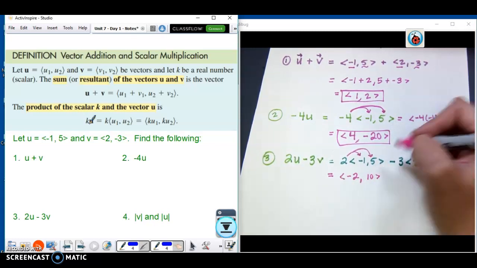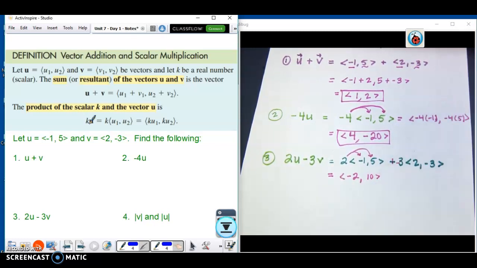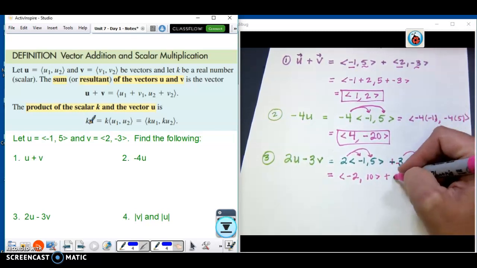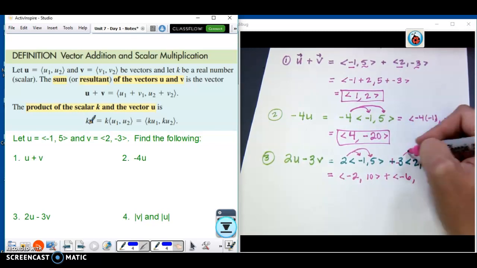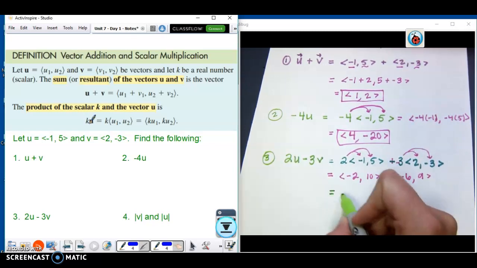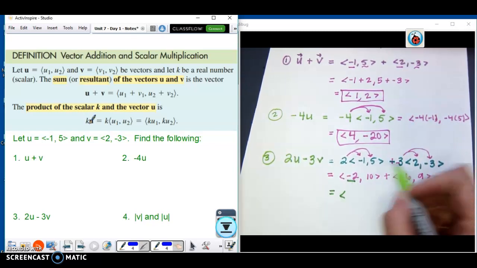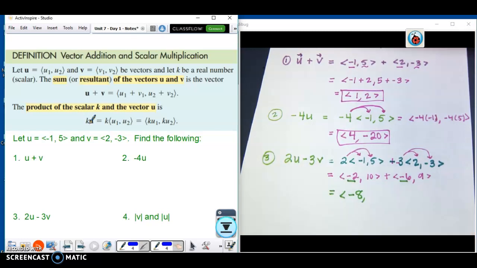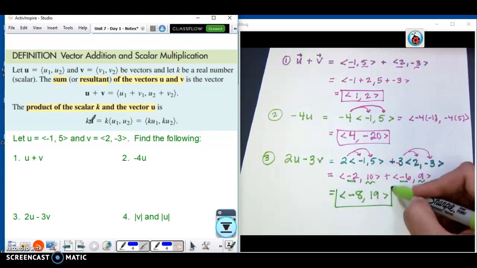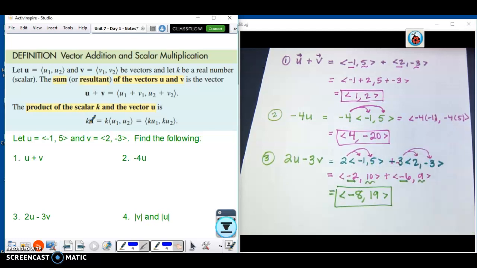Now, it's up to you, but I like to change this to plus and just make this a -3. So I'm going to put plus in the middle. I'm going to distribute a -3. So in my vector, I'm going to have -6 and +9. This way, now I can just add the vectors and I don't have to worry about subtraction. So -2 plus -6 will give me -8. And 10 plus 9 will give me 19. So my resultant vector from that is -8, 19.